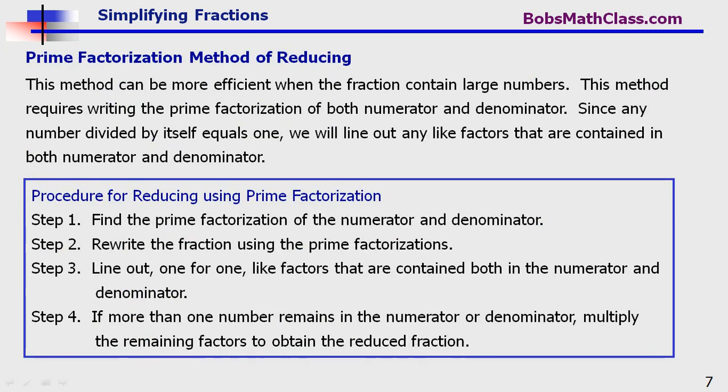So that gives us a second method for reducing. It's called the prime factorization method. It's more efficient when the fraction contains large numbers. This method requires writing the prime factorization of both numerator and denominator. Since any number divided by itself equals 1, we will line out any like factors that are contained in both numerator and denominator.